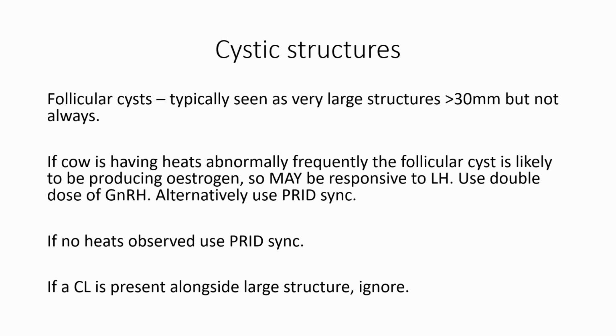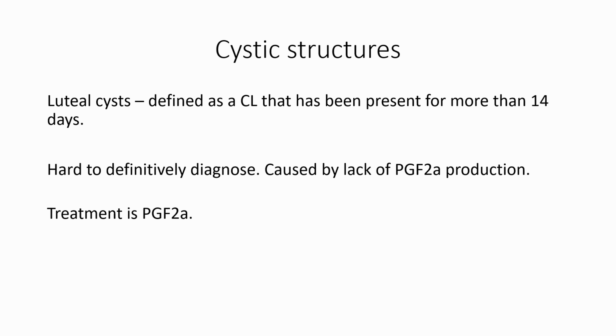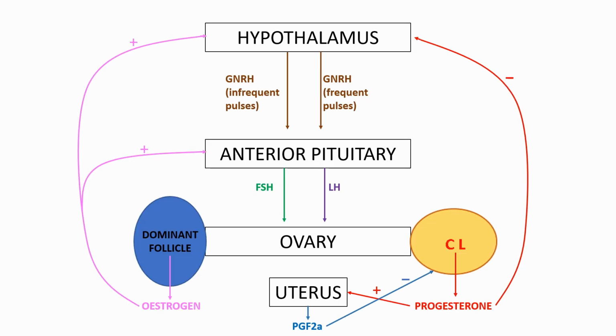If there is a CL present alongside a large follicular structure, it cannot possibly be significant, so you can just ignore it and treat it as a normal structure because the CL takes priority. The other cystic structure is a luteal cyst, which is essentially just a CL which has been present for more than 14 days. It's hard to definitively diagnose without going back and remembering exactly what it looked like the last time, but they are normally responsive to PGF2 alpha the same as a regular CL, so you just essentially treat them like a regular CL.